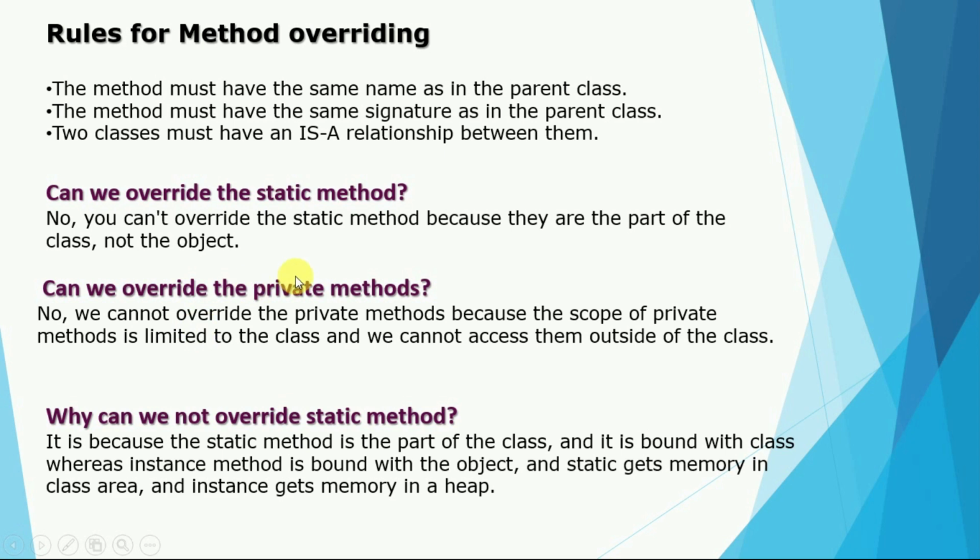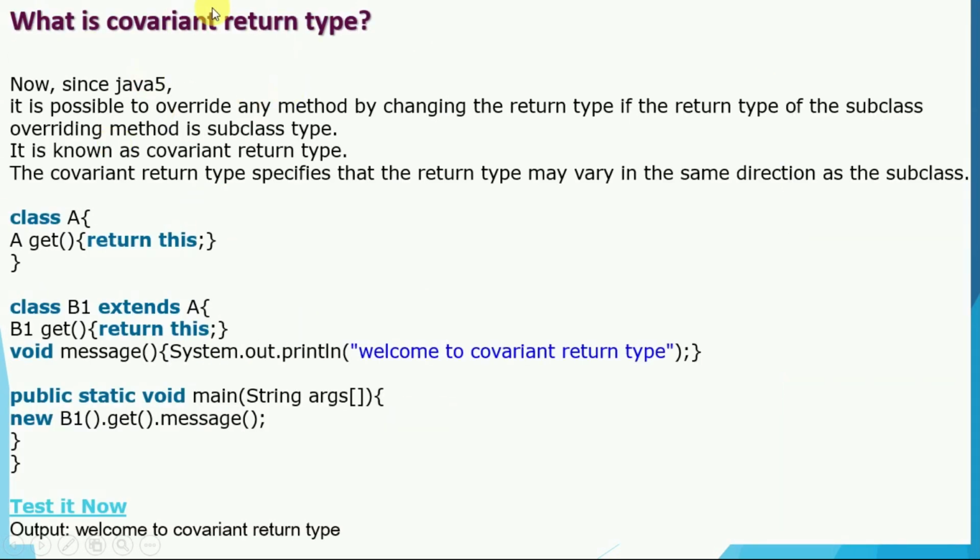So what is a covariant return type? This question is also very important. Since Java 5, it is possible to override a method by changing the return type if the return type of the subclass overriding method is a subclass type. This is known as a covariant return type. The covariant return type specifies that the return type may vary in the same direction as the subclass.